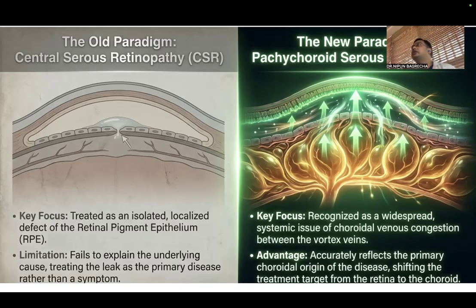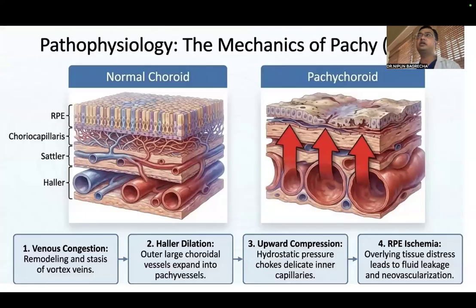When the compression of the vortex veins occurs, it causes venous overload choroidopathy, so the blood flow in the veins increases. Dr. Spaide developed a new concept called vortex venous overload choroidopathy, which causes the pachychoroid spectrum. It further compresses and forms the pachyvessels. Then the pachyvessels compress your choriocapillaries and the Sattler's layer. So this is the pathophysiology.